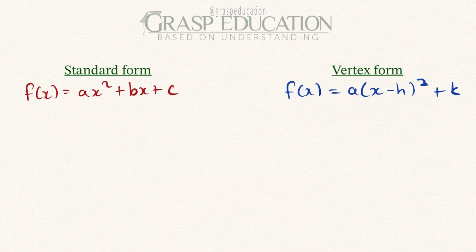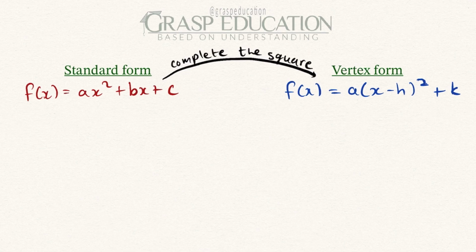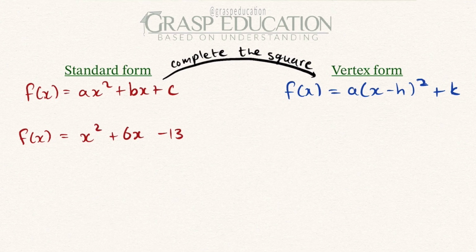To go from standard form to vertex form, we have to complete the square. If you're not sure how to complete the square, please watch the video above for more insight into how it works and also how to understand it. Let's take the following function in standard form and let's complete the square in order to get it into vertex form: x² + 6x - 13.